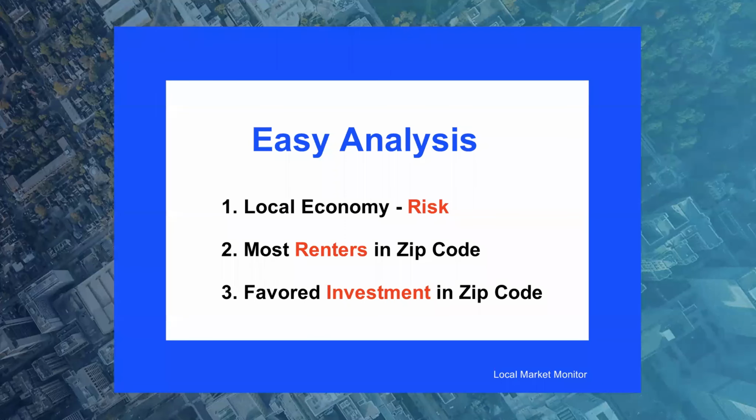Here are the three elements of the easy analysis. What does the economy tell us about the risk of investing in a particular market? In what rent range do you find the most renters in a particular zip code? And what type of investment is favored in a particular zip code?